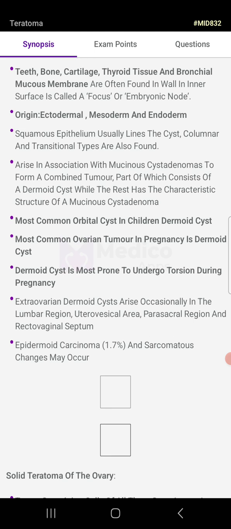Squamous epithelium usually lines the cyst. Columnar and transitional types are also found. It may arise in association with a mucinous cystadenoma to form a combined tumor, part of which consists of the dermoid cyst, while the rest has the characteristic structure of the mucinous cystadenoma.